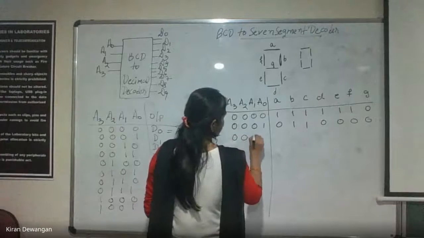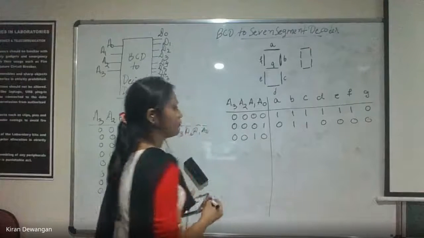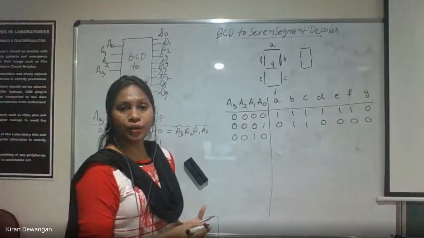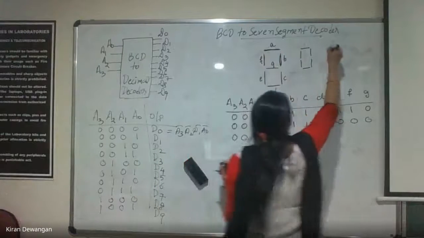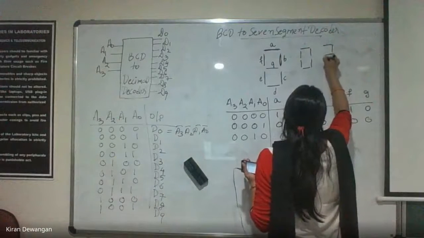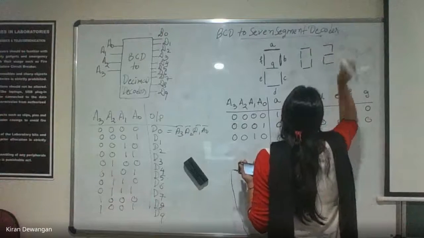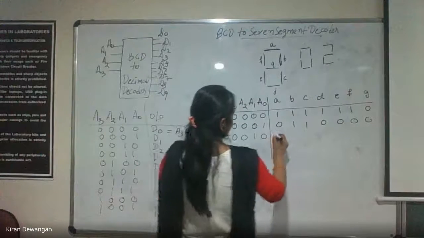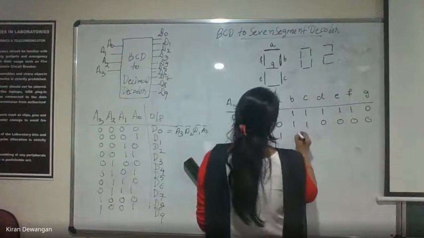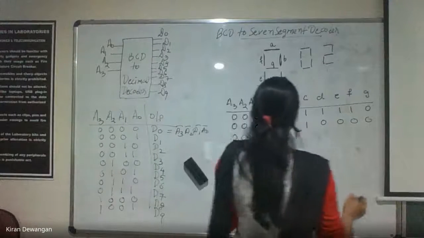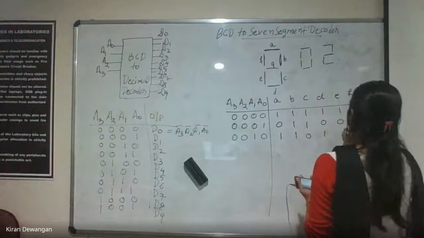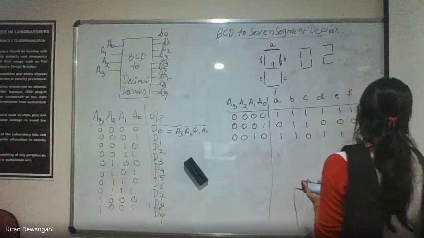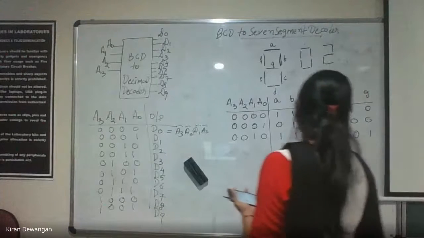For 2, 0, 0, 1, 0. For 0, 0, 1, 0, F and C are low. Correct. So it will look like this. This is our 2. So A is high, B is high, C will be low, D is high, E is high, F is low, G is high.